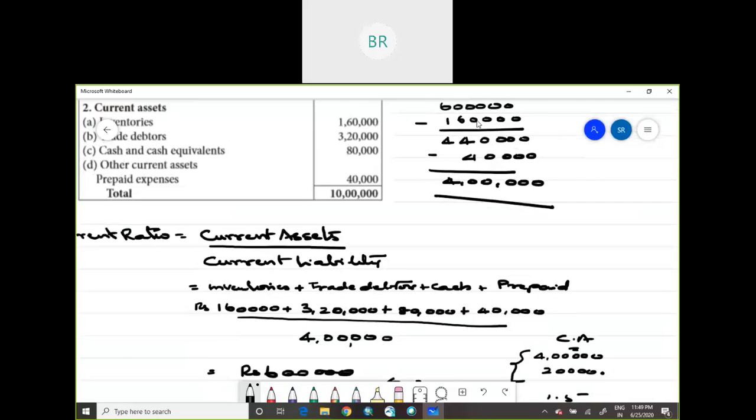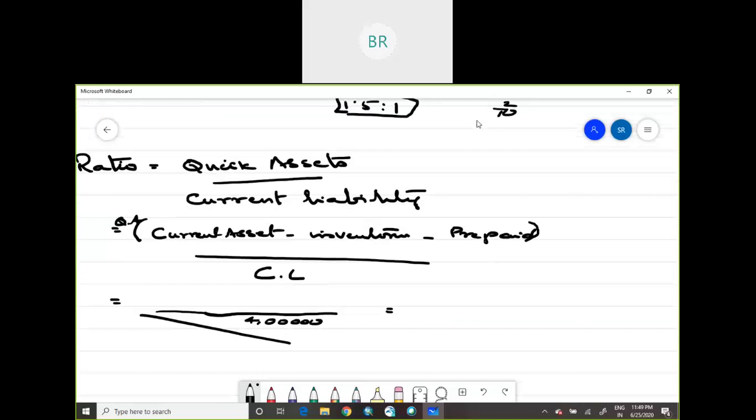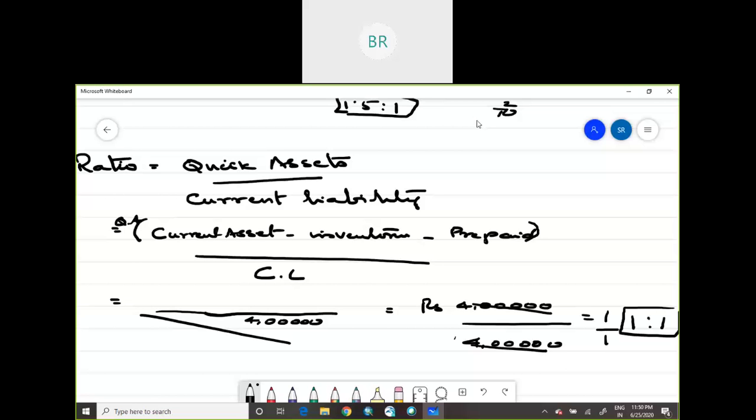Now I think it's easy for us to do the problem. Both are equal. Your quick asset is rupees 4 lakhs. Your current liability is also 4 lakhs. So 1 by 1, that is 1 is to 1. So you have a very good quick ratio. Your quick asset is equal to your current liability. So the company is in a position to pay off the current liability in case it is demanded.